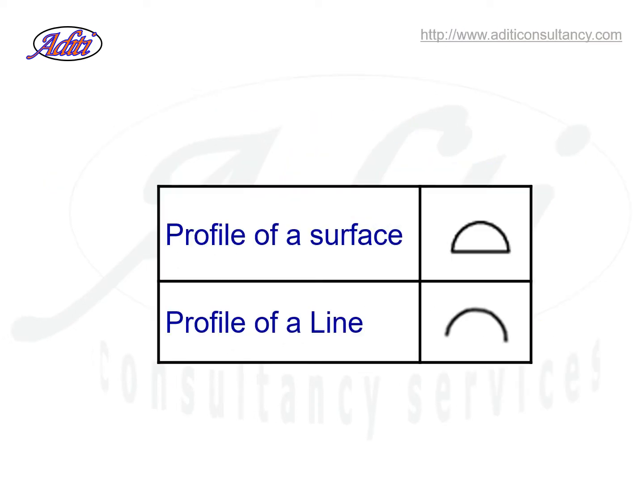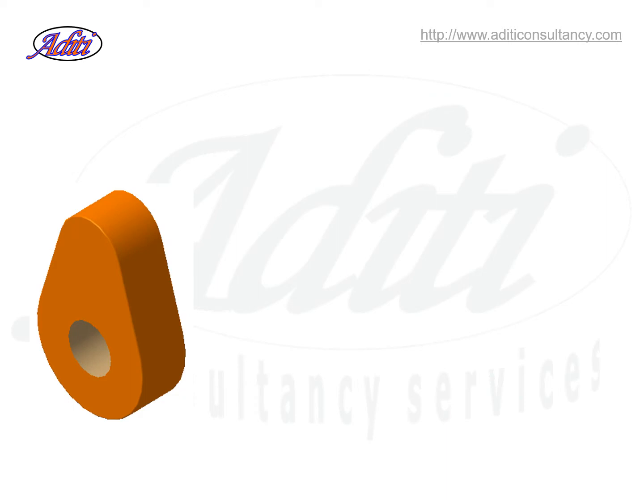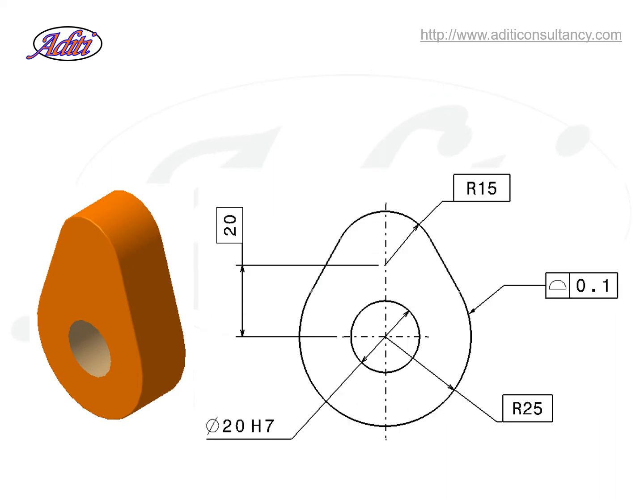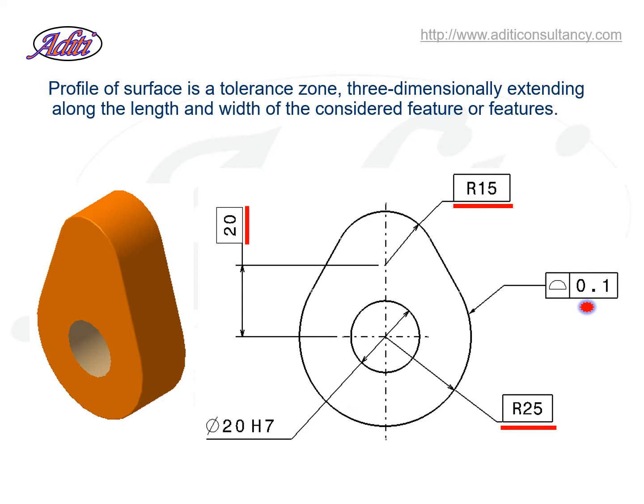Profile category has two geometrical tolerances, profile of a surface and profile of a line. Both these tolerances can be applied to any surface of a part, but they are mainly used for controlling irregular surfaces. For a part like this, which is a cam, if a profile of a surface is applied, the drawing will look like this. All the dimensions required to create this outer profile are shown as basic dimensions, and a profile of surface 0.1 mm is applied to the outer surface.